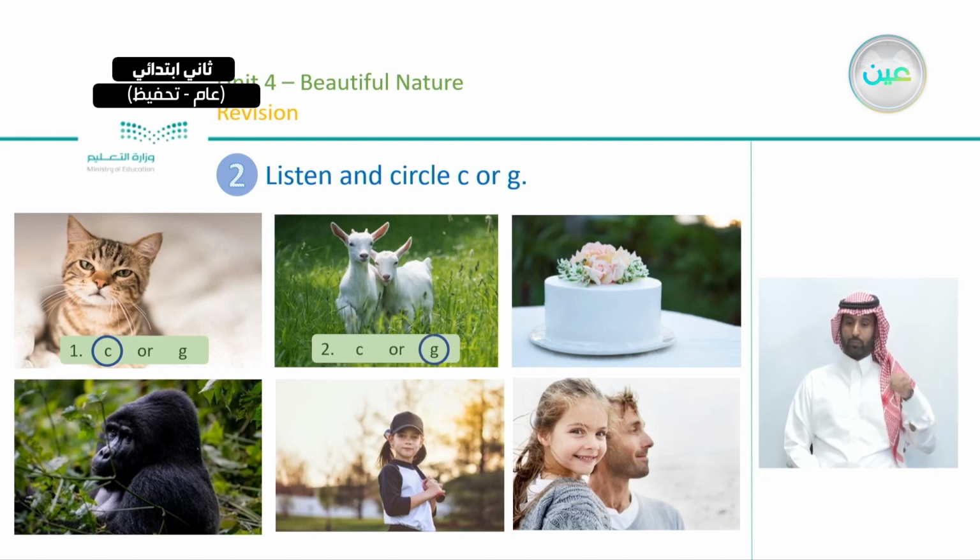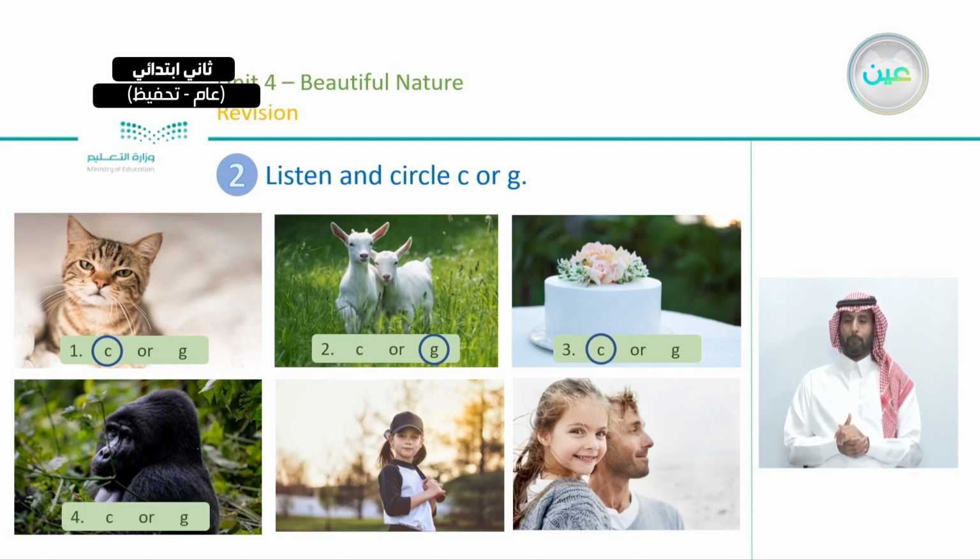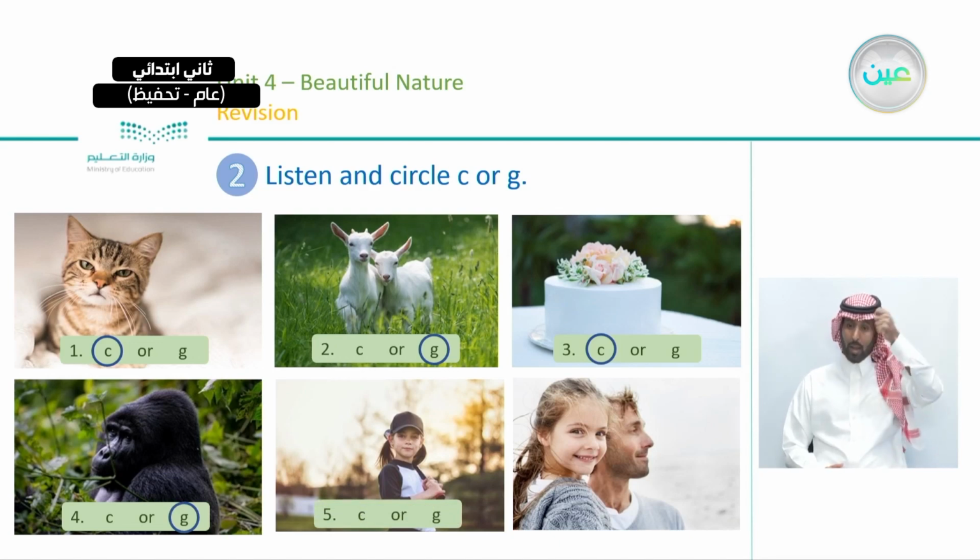We have G here. Okay, after that, number 3, what is this? This is a cake. Okay, and can you tell me, is it C or G? C, that's right. So it's starting with C, cake. Okay, what about gorilla? Gorilla, C or G? G, excellent. So we have G here. What about cap here? Cap, C, that's right. So we have C here.